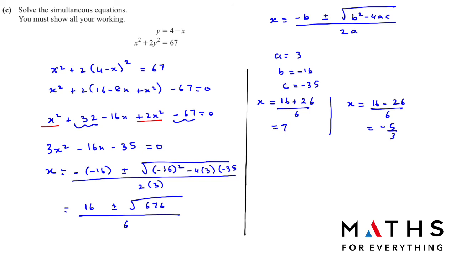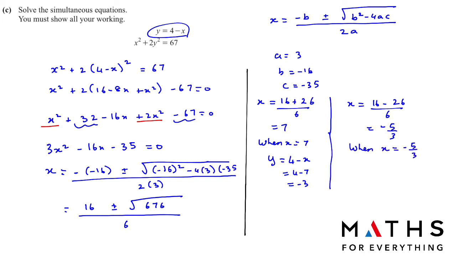Now that you have your x, you got your two x's. To find the y value, when x is 7, substitute in this equation. y is 4 minus x. So 4 minus 7, it is negative 3. And when x is negative 5 over 3, your y is going to be 4 minus negative 5 over 3. This will give us y is equal to 17 over 3.